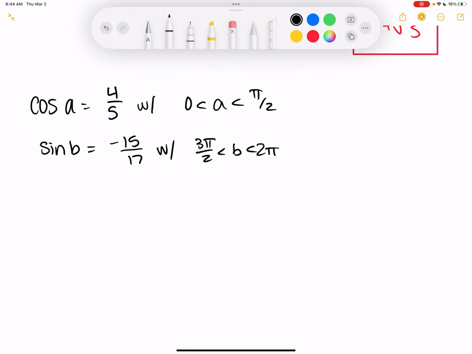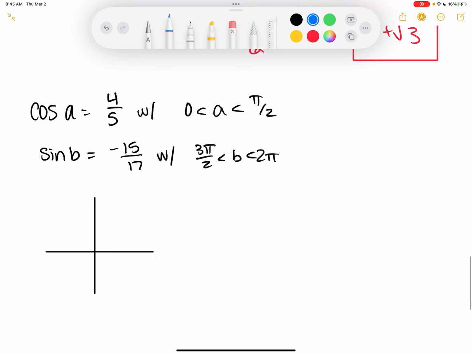Anyways, so this is going to be a triangle A and a triangle B. So there's going to be 2 triangles that are getting drawn. The first one I'm going to set up is from 0 to pi over 2. So this triangle is getting drawn here, and this angle is A. Okay. So cosine is what? Yep. So that's going to be 4 and 5.